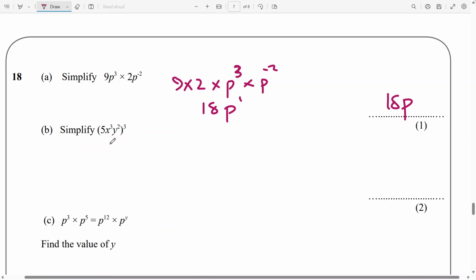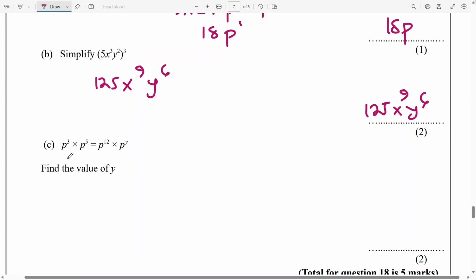And the second one, I will go straight. 5 raised to the power 3 is 125. X to the power 3 times 3 is x to the power 9. And y to the power 2 raised to the power 3 is y raised to the power 6. So you're going to have 125 x to the power of 9 and y to the power of 6.